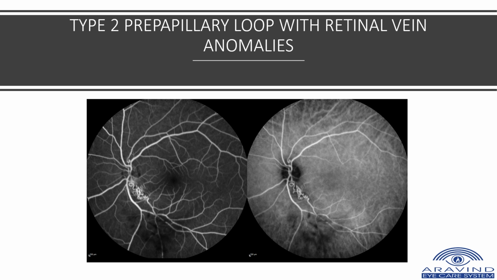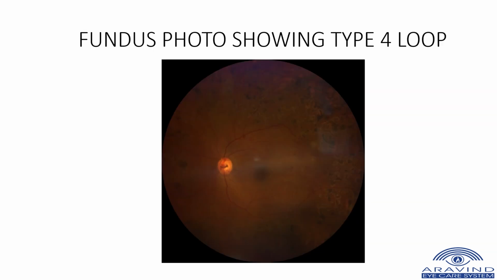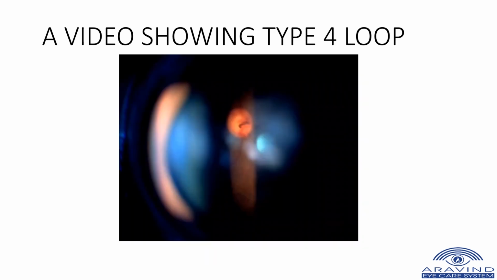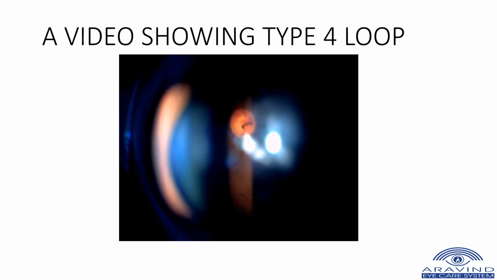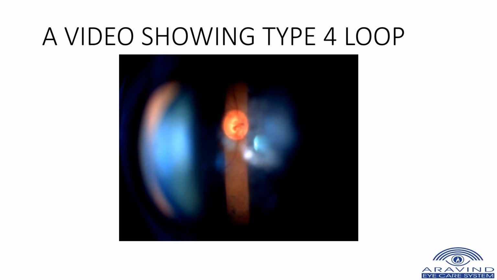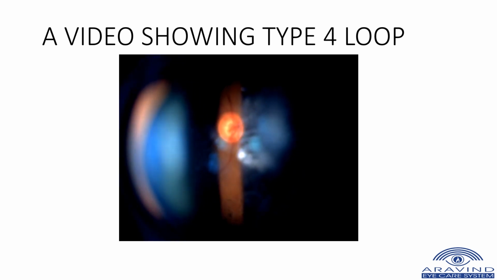This is a case of type 4 loop seen in a 50-year-old female who underwent panretinal photocoagulation for proliferative diabetic retinopathy. This is the slit lamp video in real time of the same patient showing a type 4 loop projecting some distance into the vitreous. We can see some amount of pulsations.